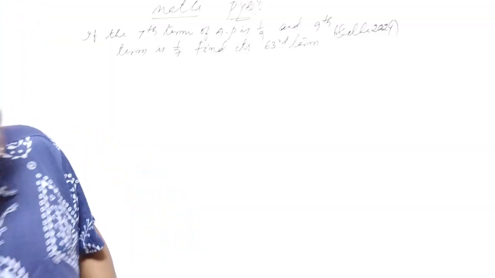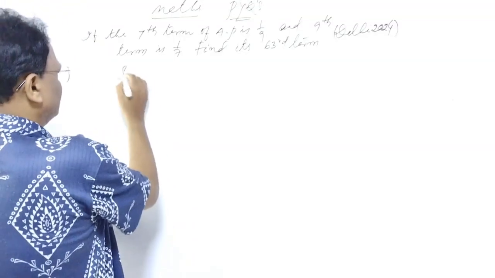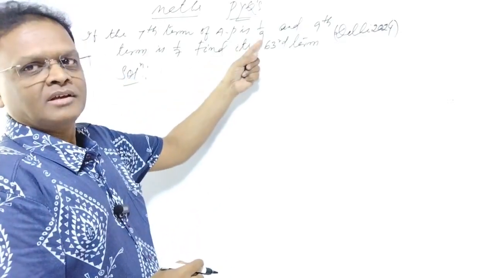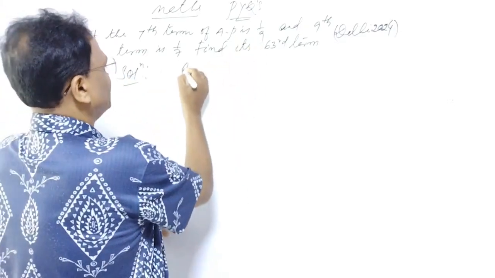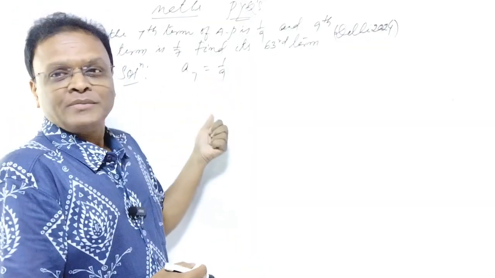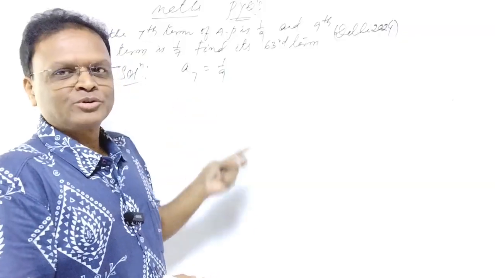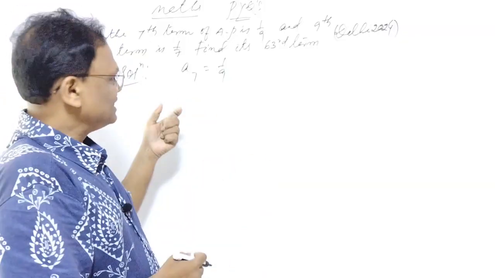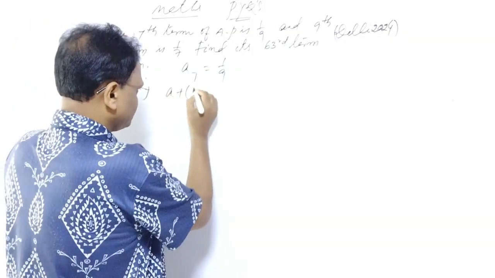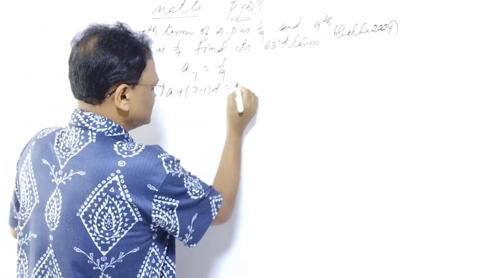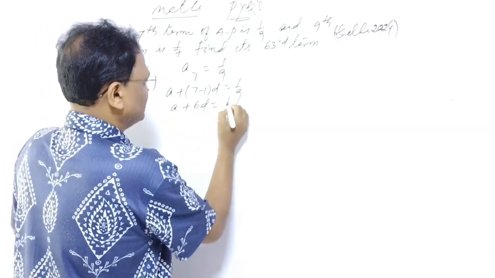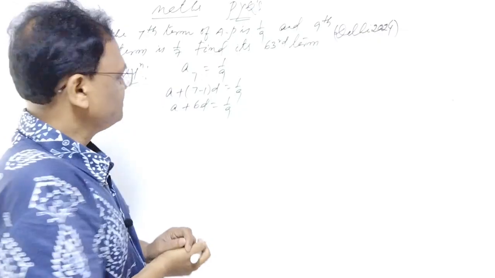Let's see how to do this one. He has given two terms. He has given that the seventh term of the AP is 1 by 9. Seventh term means we can write A7 is 1 by 9. We know the formula: An is equal to A plus (n minus 1) into D. Means A plus (7 minus 1) into D. Here n is 7, and this is given as 1 by 9. Or directly I can write A plus 6D is equal to 1 by 9. This is the first equation.